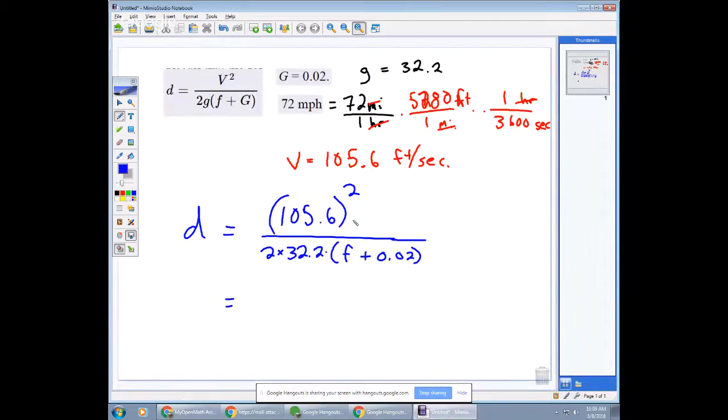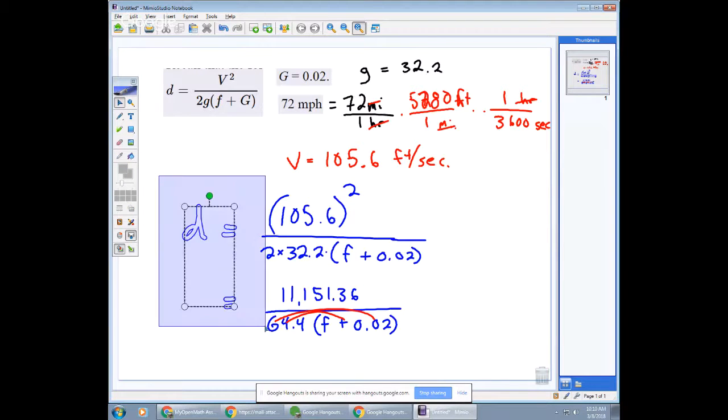Clean this up. Anybody double check what's 105.6 squared? 11,000 something? 11,000, keep going. 151.36. Okay. And then in the bottom, that's going to be 2 times 32.2, which is 64.4. And if I distribute that through, remember we did that distributive property a while back? I distribute that 64.4 through there, then it looks like I'll get my formula.